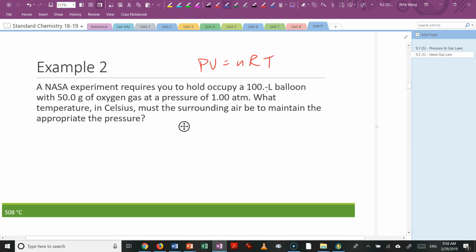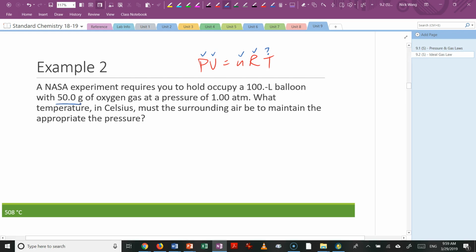We have a 100-liter balloon, so we know that we have a volume that we're working with. 50 grams of gas. Well, none of these are mole amounts, but remember, if you have a mass amount and the identity of something, then you know it's also going to be possible to get a mole amount. So we technically kind of have a mole amount. We also have a pressure of 1 atmosphere. So we basically have everything. We're solving for temperature, and of course the gas constant is always available. So once again, we pretty much have everything we need. We just got to make sure we put everything in an appropriate way. So let's go ahead and figure this out.